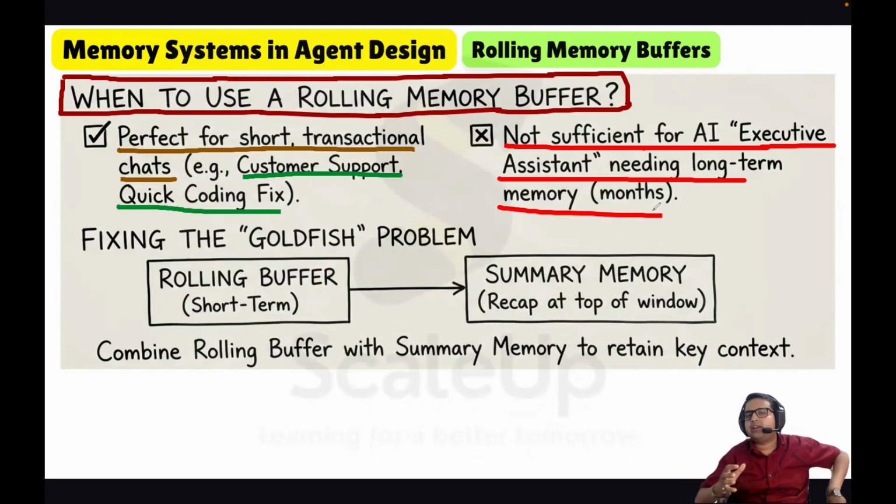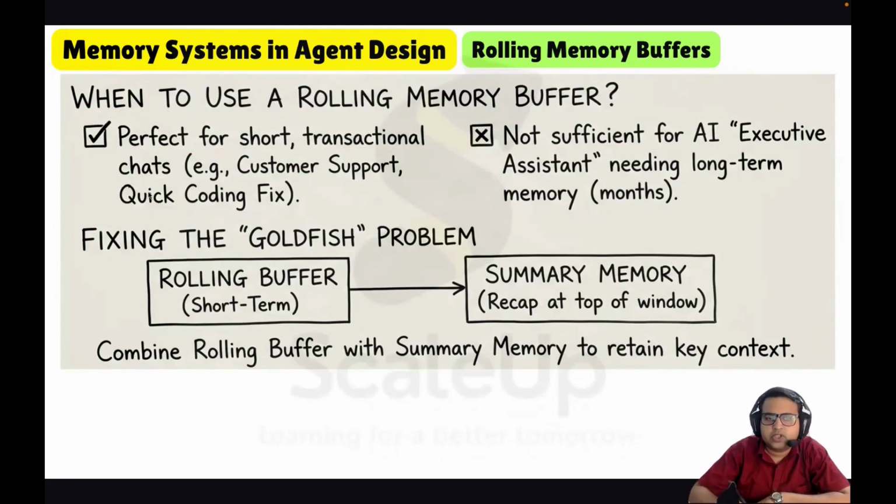So now it's very clear that if you just want short transactional chats like customer support or a quick coding fix, there you can make use of a rolling memory buffer. But if you are looking for an AI agent which will be acting like a personal assistant or project manager, then a rolling memory buffer is not sufficient. We have to make use of long-term memory as well because we have to store months of data, years of data in the memory. Now let us see how we can fix the goldfish problem.